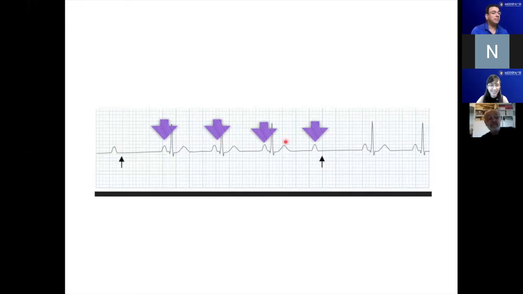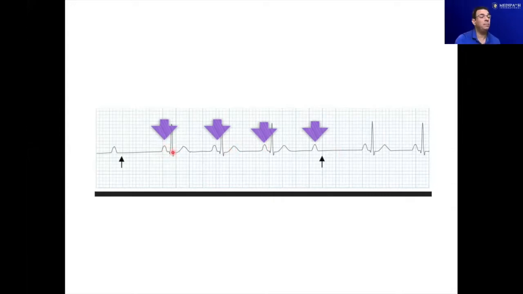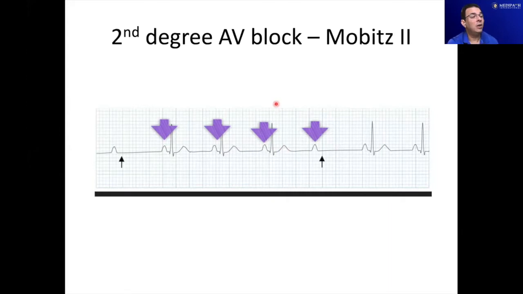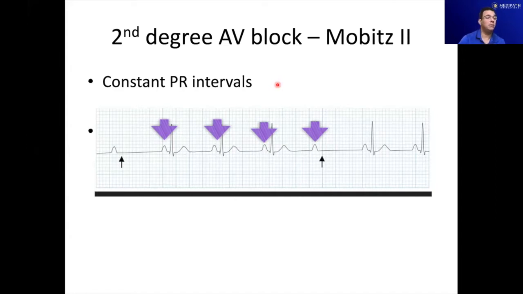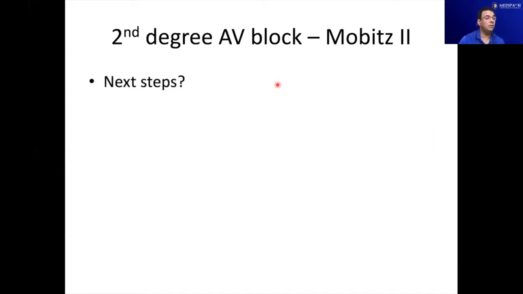So as you can see, it's dropped. But in the difference between this, the PR intervals on the beats that are conducted are all the same length. So this is actually what we call Mobitz type 2 or second degree block type 2. These are a little more serious because they can suddenly deteriorate to third degree block. So these patients need to be watched and usually get pacemakers acutely.